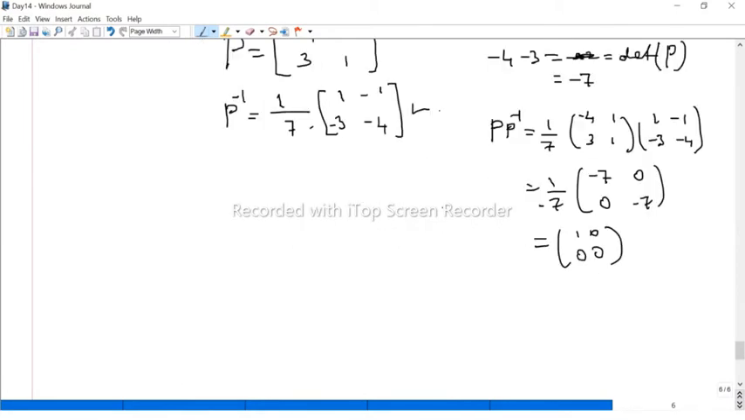Now we know that A is diagonalizable, therefore P inverse AP should be diagonal, and the diagonal entries are nothing but the eigenvalues. The eigenvalues are minus 2 and 5.